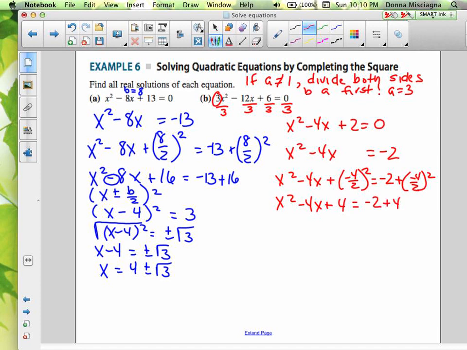So this gives us, on the left-hand side, we can factor that to x. The sign here is a subtraction, right? So it's going to be a subtraction again. And then half of b, right? b was negative 4. Half of negative 4 is negative 2. So x minus 2 squared equals 2. And then we can solve by taking a square root.